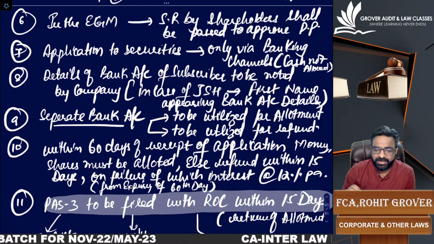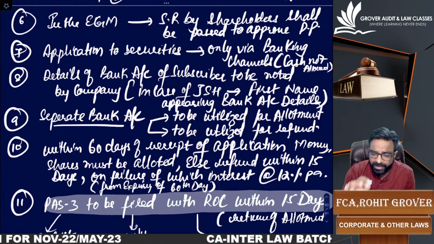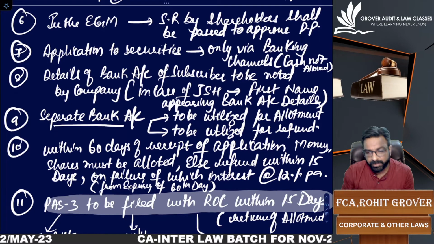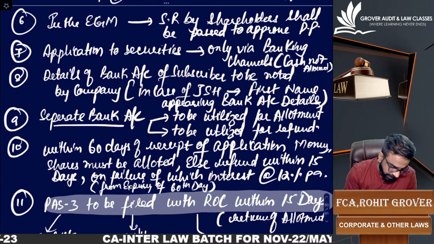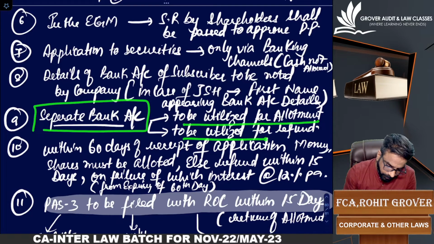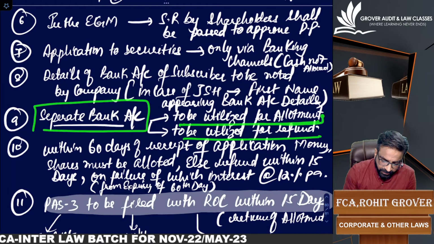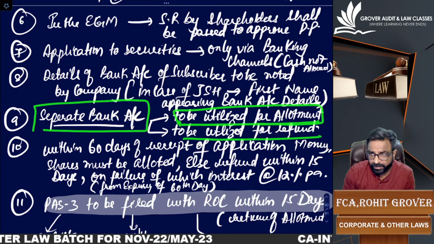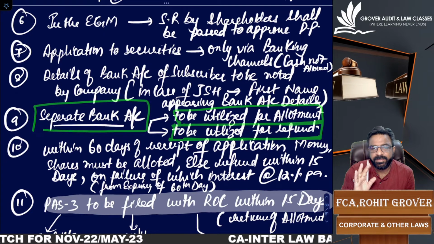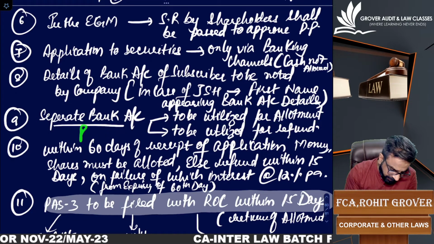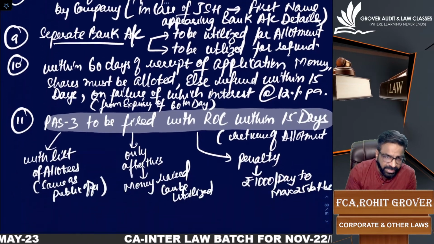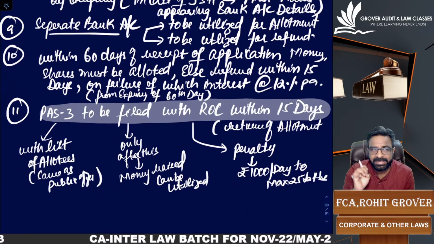Now, tell me one thing, like in the public offer, do we have to keep the private placement money in the company's bank account or in a separate bank account? Separate bank account. Now read this point number 9. Separate bank account to be utilized for allotment, to be utilized for refund. So either I'm going to use this money for the allotment if the 90% criteria is fulfilled, or if the 90% criteria is not fulfilled, I'll utilize this money for which purpose? Refund purpose. Is it looking like a public offer here now? Same points? Yes.